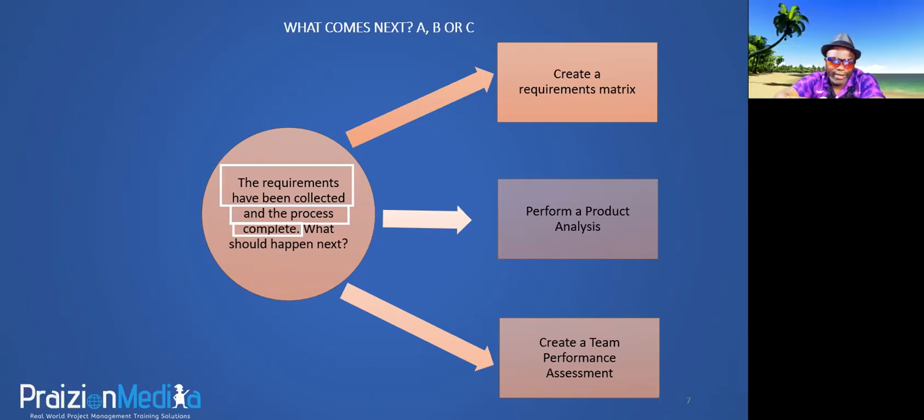So it's not A, and it's also not C, because C, create a team performance assessment, doesn't even make sense. B, I sent the team for training and then I'm assessing how well they went for training. This has nothing to do with what we're looking at here. But what has to do with the question is this. Does anyone know where we perform a product analysis? Which process?